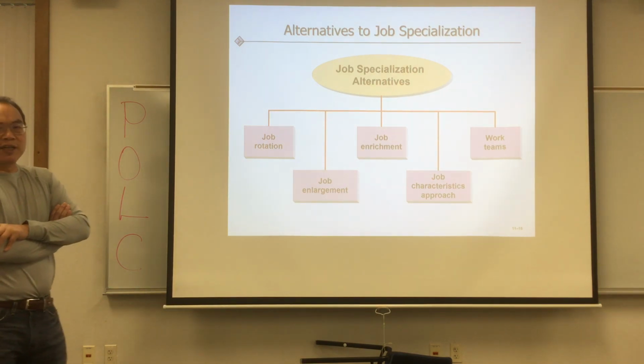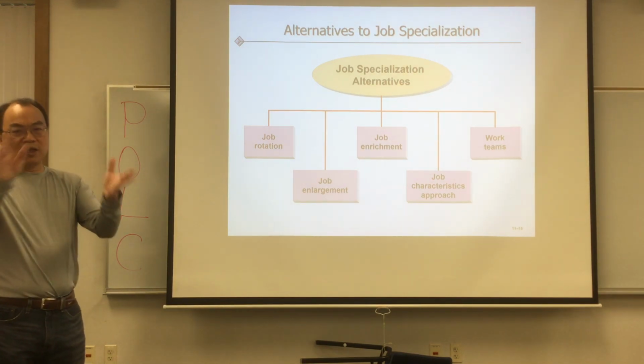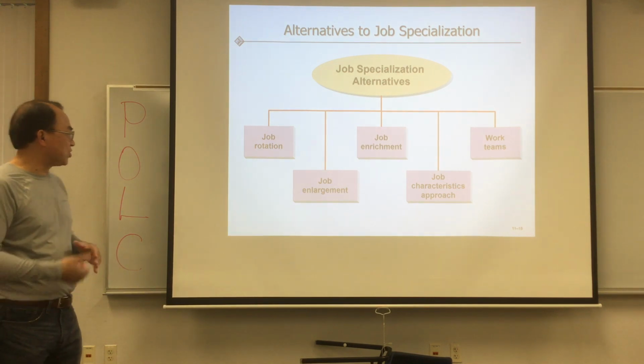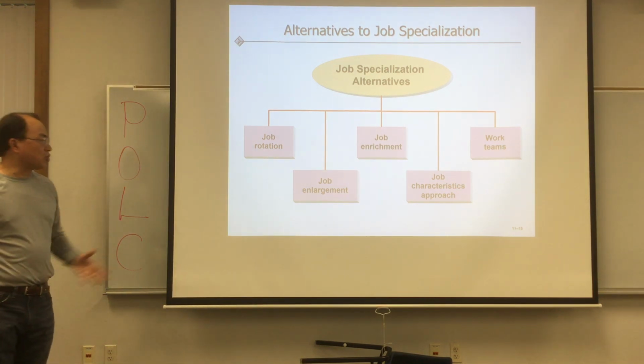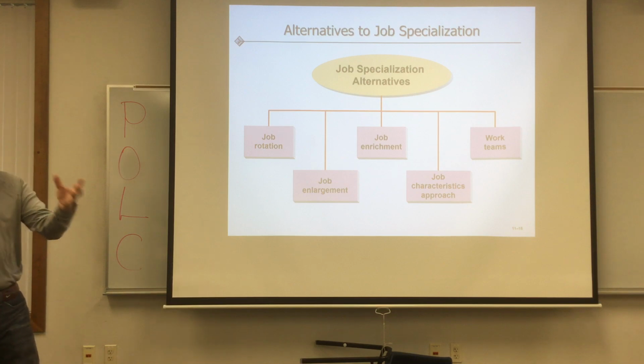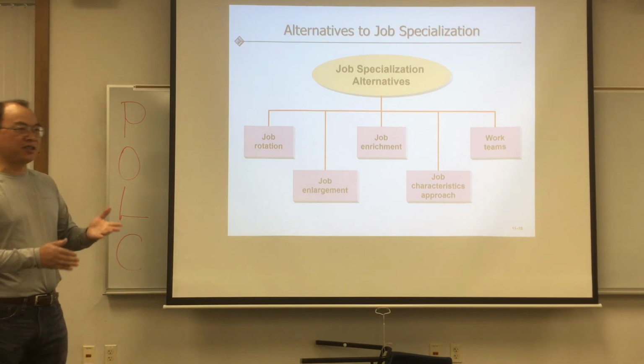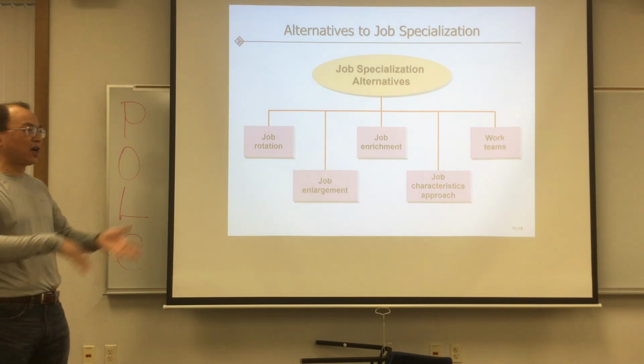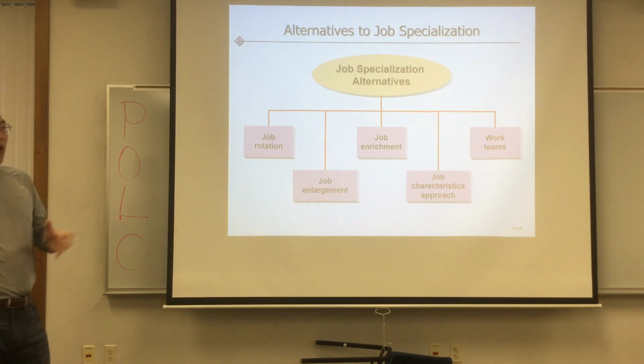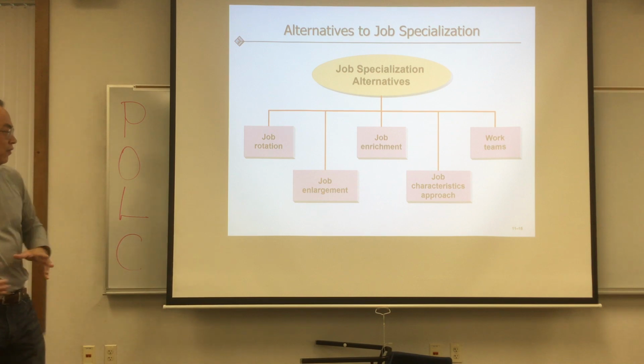Then besides job specialization, you could do other things. I don't want to go through all those definitions. First one, you can do job rotation. It means you can rotate people in different jobs. We shop in Fred Meyer, right? You see a cashier, and sometimes I don't see the person, so where have you been? And this person said, I was doing stocking, I was doing customer service.